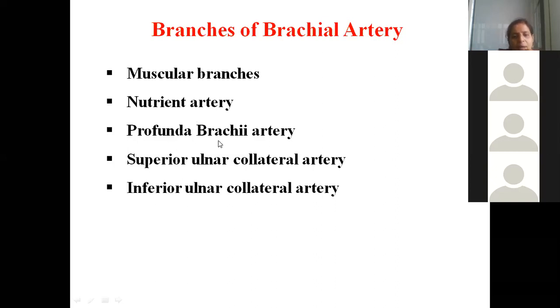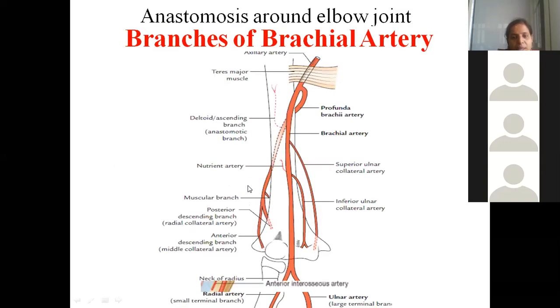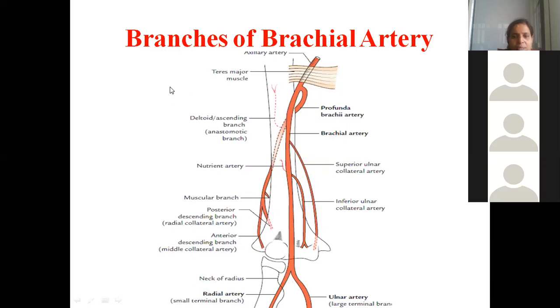Profunda brachii means the largest branch is basically called profunda. It goes and supplies the arm, that's why you call it the profunda brachii artery. But from this, we also have the superior ulnar collateral artery and inferior ulnar collateral artery. These are the various branches of the brachial artery. Now let us see the branches. This is the brachial artery. The one which is going behind is profunda brachii.